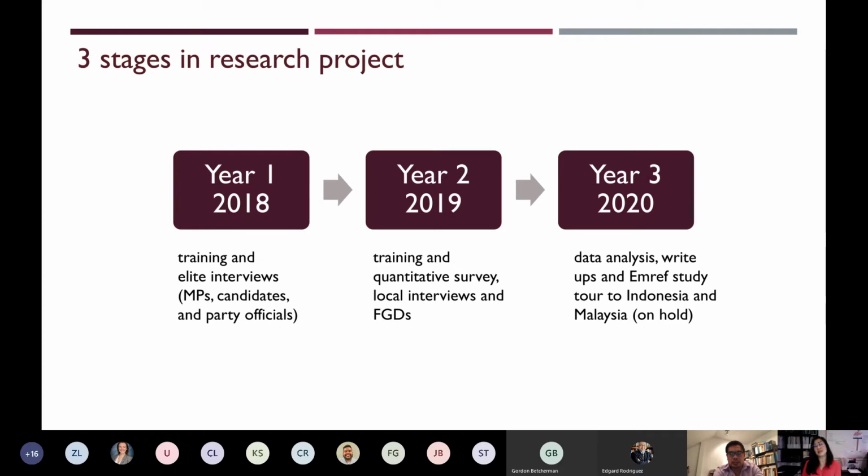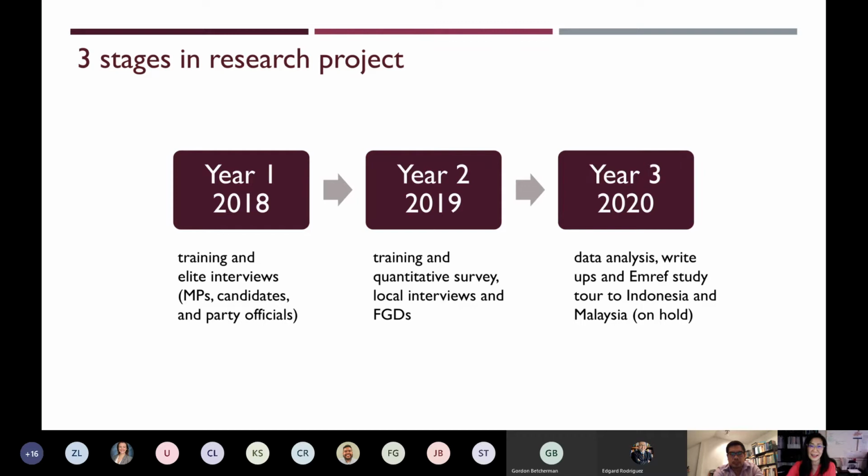In year 3, we started our data analysis and write-ups, and hence this year we finally finished writing and completing our working paper 1, which summarizes our year 1 activities. And currently the work is still ongoing in analyzing the survey data. We also planned a trip for MREF staff to visit Indonesia and Malaysia, but currently it's on hold because of the COVID travel ban.